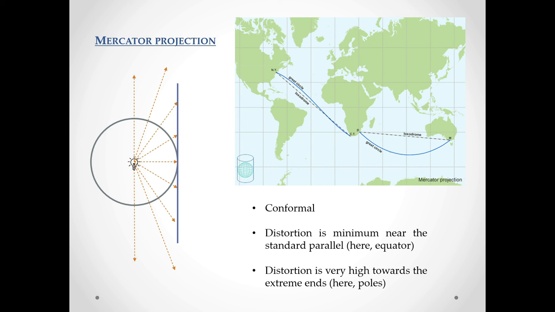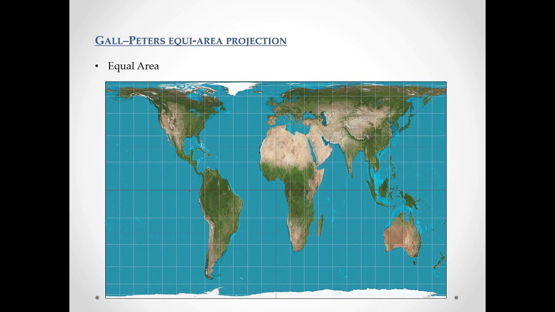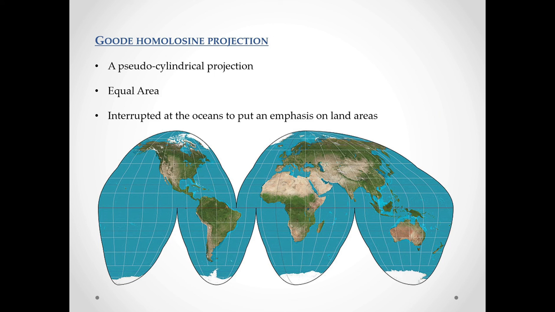Now comes the Mercator projection. It is conformal. Distortion is minimum near the standard parallel, here at the equator. Distortion is very high towards the extreme ends, here at the poles. The distortion is minimum here, and at the pole area the distortion is maximum. Goode-Peters equal area projection. This is an equal area projection. Sinusoidal projection is a pseudo-cylindrical projection, equal area, interrupted at the oceans to put an emphasis on land areas.